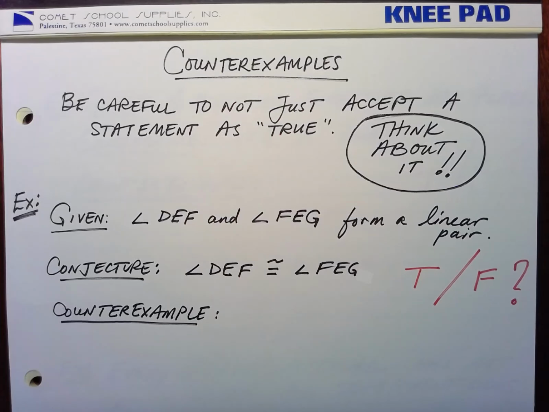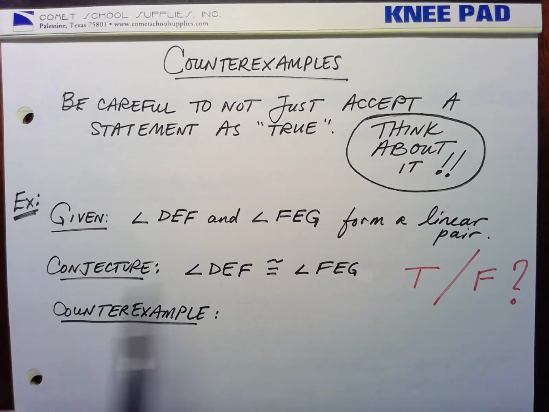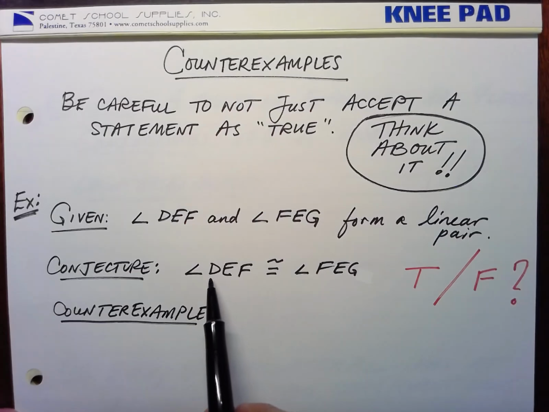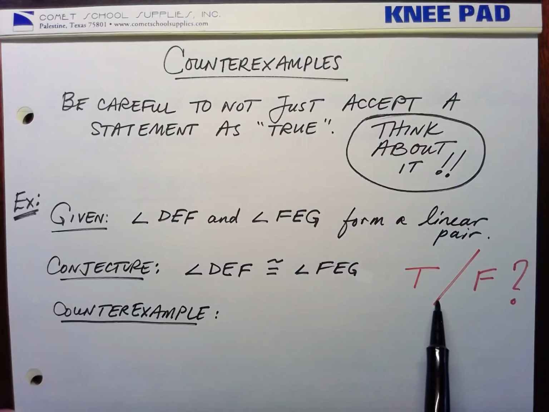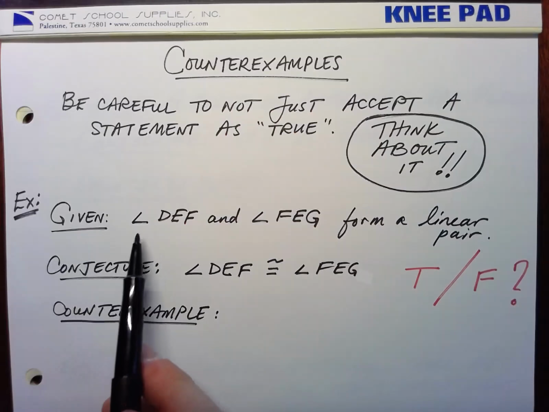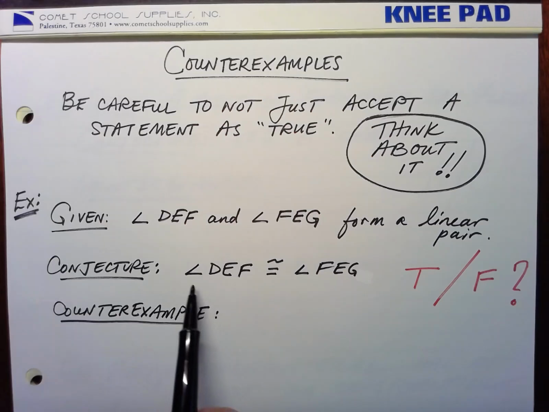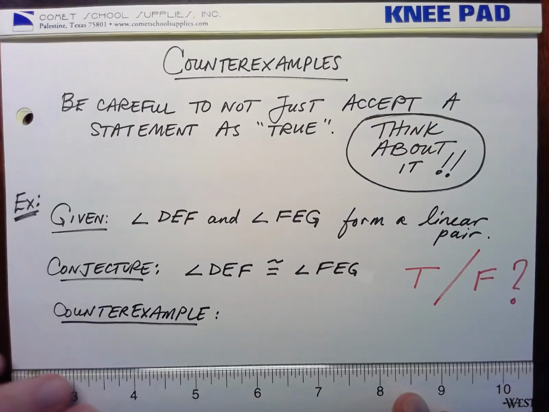Our first example is, given that angle DEF and angle FEG form a linear pair, then the conjecture is, remember this is an educated guess, that angle DEF is congruent to angle FEG. So the truth value of this, is it true or false? Well, let's think about it. We can turn this into an if-then statement. If angle DEF and angle FEG form a linear pair, then angle DEF is congruent to angle FEG. Is that going to be true or false? Let's think about a counterexample here.